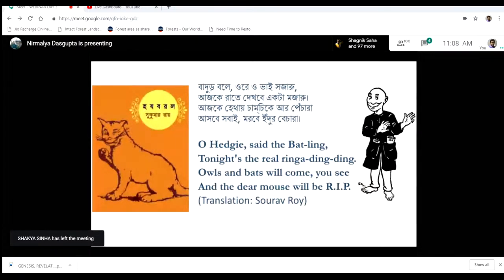My friend Shourav Rai also translated it for the non-Bengali audience: "Oh Jeji said the bat ring: tonight the real ringa dinga ding, wolves and bats will come, you see, and the dear mouse will rest in peace." So it's always something like the bat telling that there is a virus spillover to the rodent, to the mouse, and then the mouse will die because of the viruses. I know this similarity, I didn't think about it tomorrow, but somehow I always think like this.